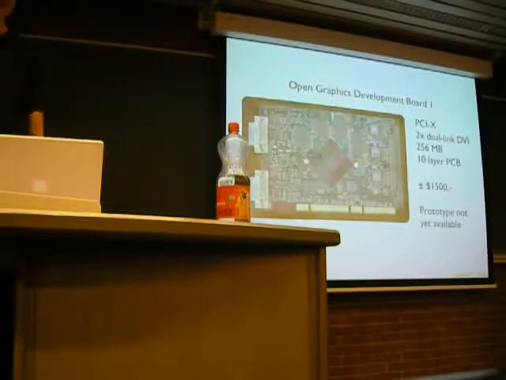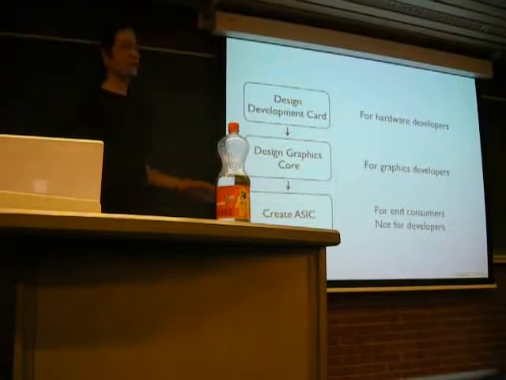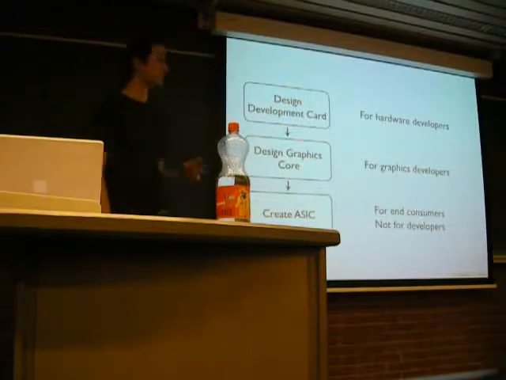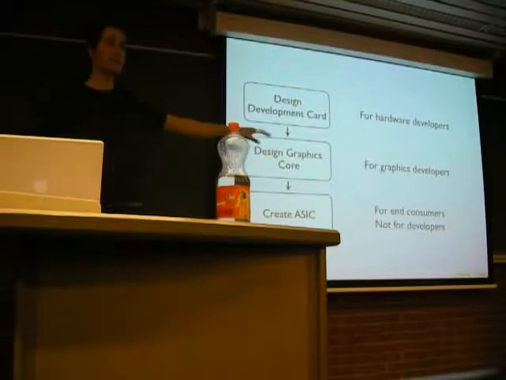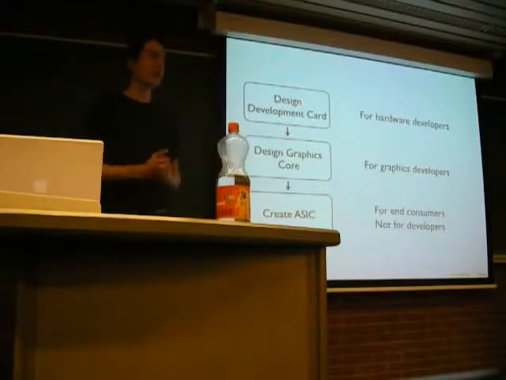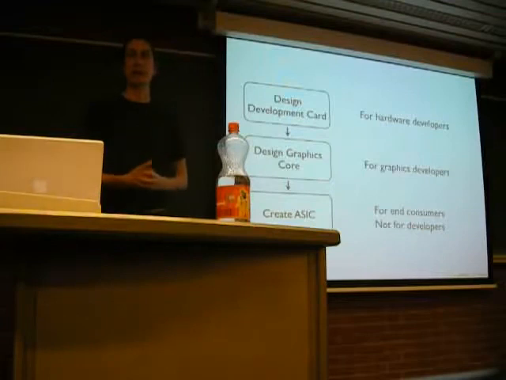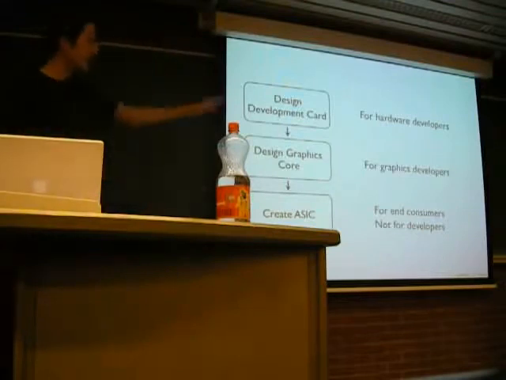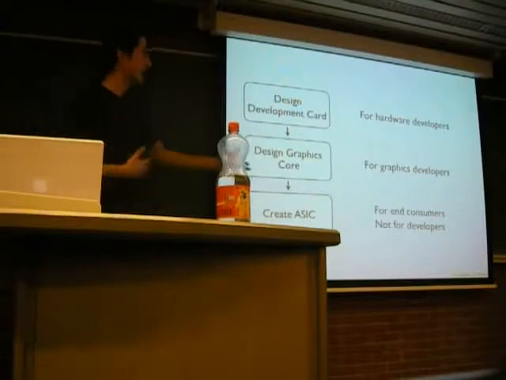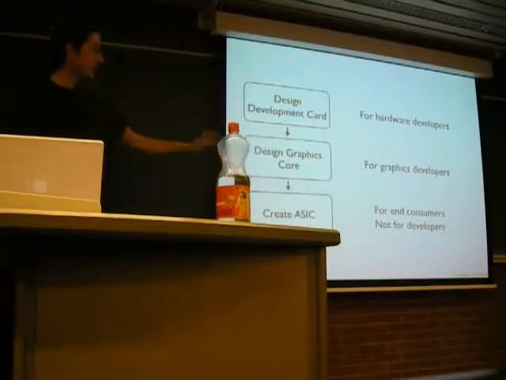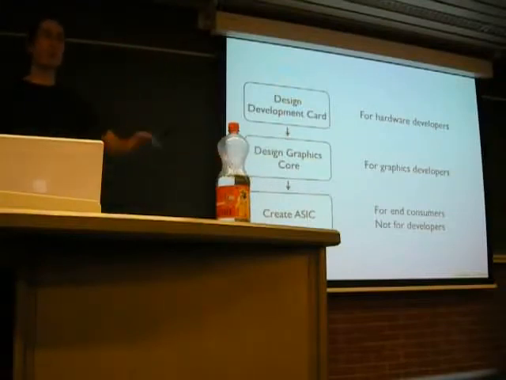And part of the problem with the Open Graphics project is that these 3 phases are focusing on different groups of developers. The first one is really for hardware developers to get this card working, and people who like to play with hardware are interested in a card like this. And then at some point it shifts to graphics developers who are more interested in creating a 3D pipeline and playing around with graphics. And then at the end we have this ASIC which cannot be reprogrammed anymore, and then it's really something for end consumers. So it's really hard to get everybody motivated to write something that's supposed to be for another market.